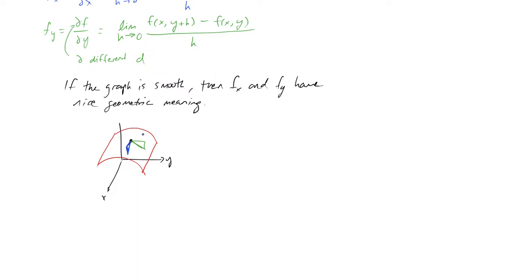So that's nice. It's very similar to derivatives of one variable, where if we have a curve, the derivative is the slope at a particular point on that curve.